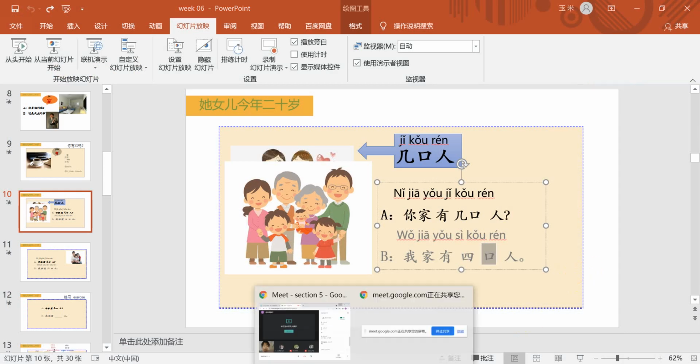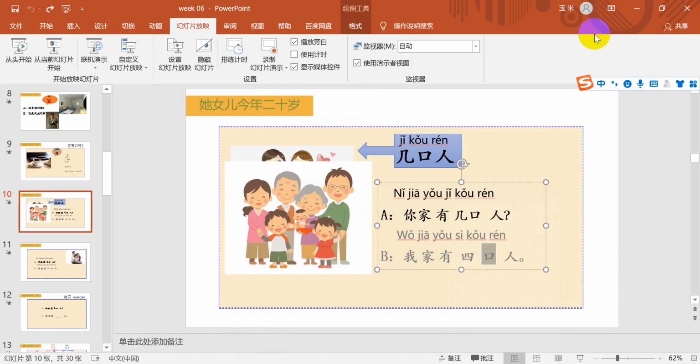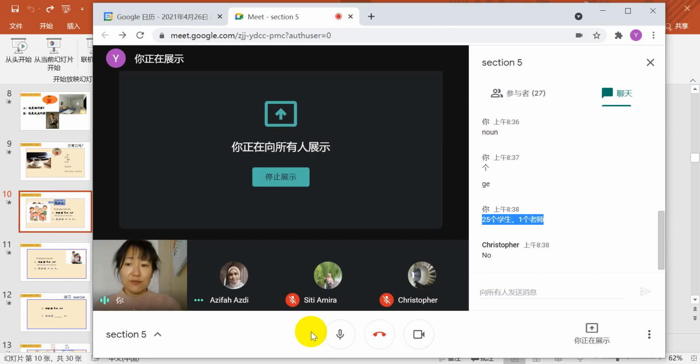Can you understand this? 有问题吗? 没问题，老师。 Okay, now we can continue. Maybe in the future we will learn many measure words. This one is 几口, not 几个. For family members we use 口 for the people. But for others, such as friends, classmates, students, we use 个, which is okay.